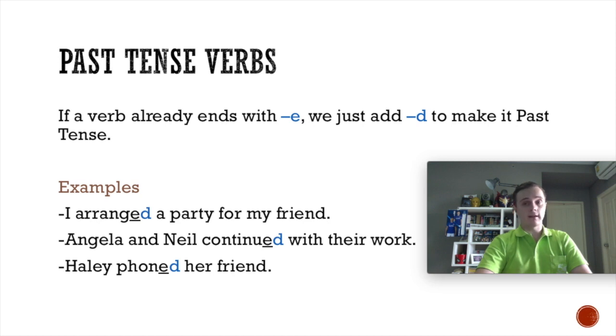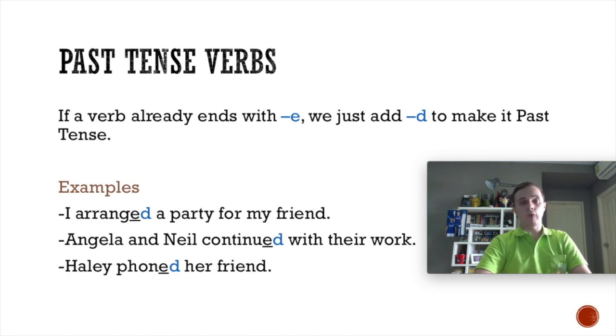Now, in the past tense, even though we don't need to worry about whether the subject is singular or plural or which pronoun we're using, we do still need to think carefully about how the verb is spelled. If the verb already ends with the letter E, you do not add ed. You don't have two e's there to make it past tense. You just add d after the e that you already have in the verb, and then you know it's past tense. So, I arranged a party for my friend. Arrange means like organize, set up. So I arranged a party for my friend.